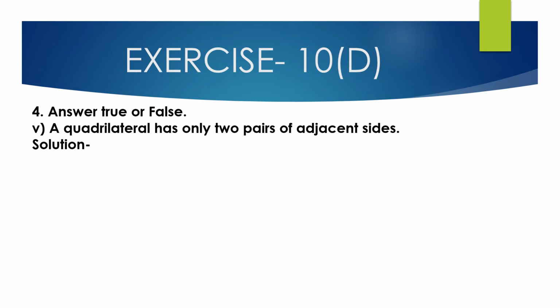Now fifth bit. A quadrilateral has only two pairs of adjacent sides. Two pairs? No, there are four pairs. One, two, three, four. Four pairs. It will be four pairs. So it will be false.